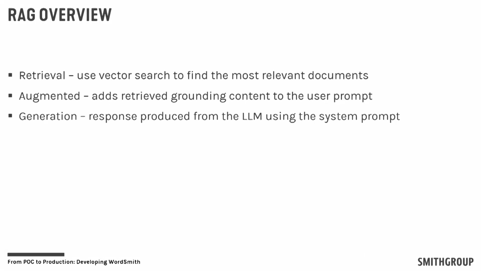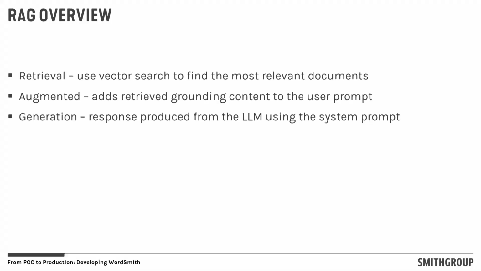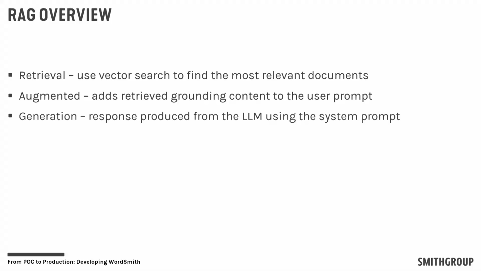So diving into that acronym, RAG, it's really three different phases, right? The retrieval, augmentation, and generation. On the retrieval side, you're basically using vector search to find the most relevant documents. Then in the augmentation phase, you take that retrieved grounding content, add it to the user prompt, and pass it into the LLM. And then in the generation phase, that LLM produces a response based on your system prompt using that grounded content.